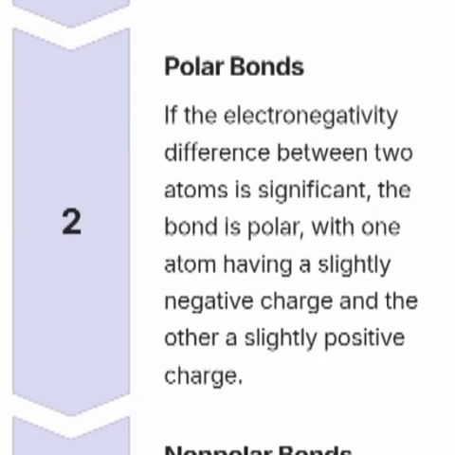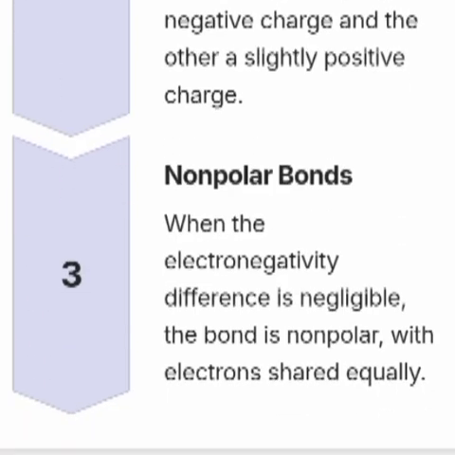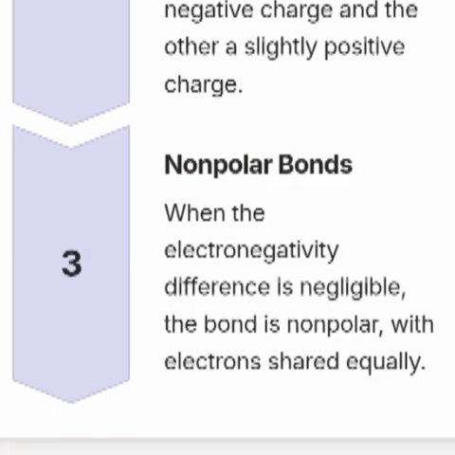A polar bond: if the electronegativity difference between two atoms is significant, the bond is polar, with one atom having a slightly negative charge and the other a slightly positive charge. Then for a non-polar bond, this occurs when the electronegativity difference is negligible. When the electronegativity difference between the reacting atoms is negligible, the bond formed is non-polar.